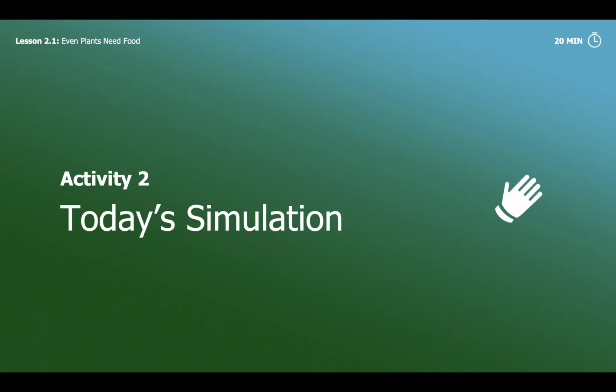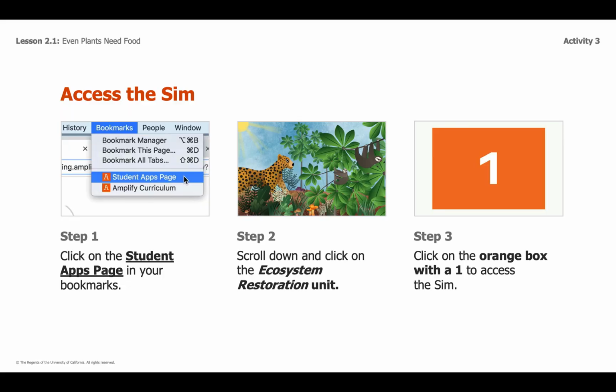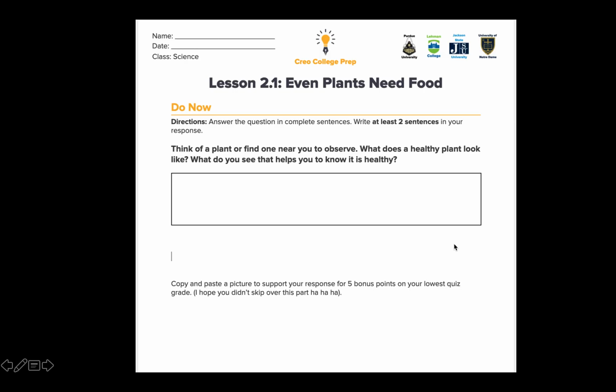We're going to do a simulation today. To get to the sim, log into Clever, then make sure that you click on Amplify. Once you click on Amplify, it's going to lead you to the 4 different units, and you're going to click on the one that says Ecosystem Restoration Unit, and then you'll click on the orange number 1. You get a chance to play around with the simulation.